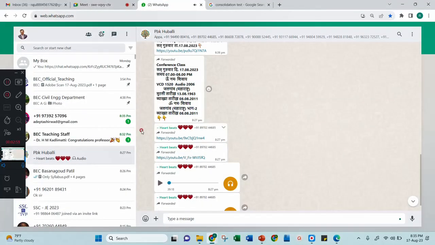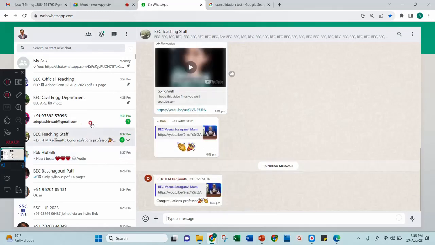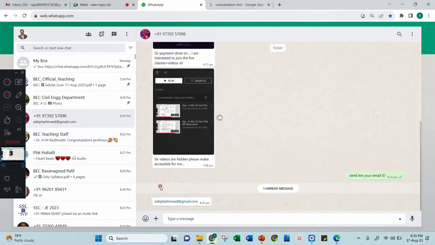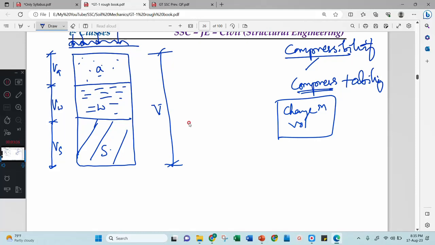Anyone? Compressible. Yes, compressible means you are agreeing that when we apply load, then volume will change, volume will decrease. If you increase the load, then volume will decrease. Volume decrement will occur in which of these phases? I want four reasons, one, two, three, four, for decreasing the volume. Can anyone list these four reasons?